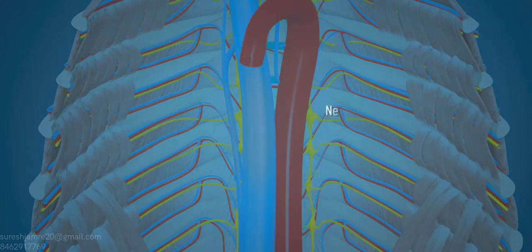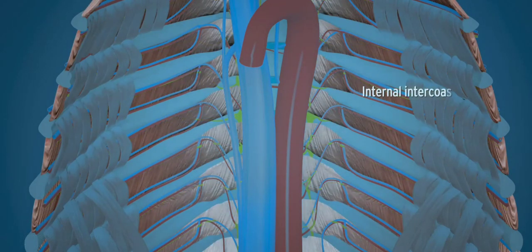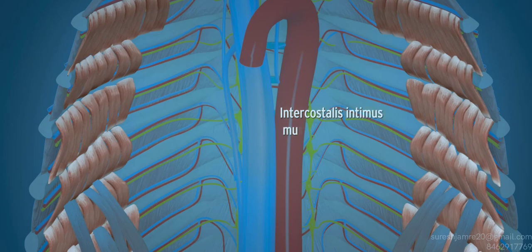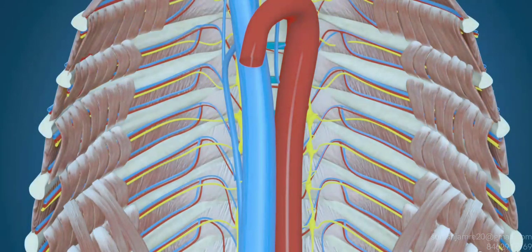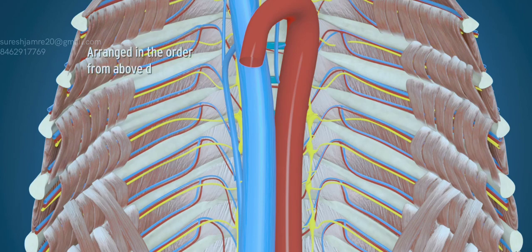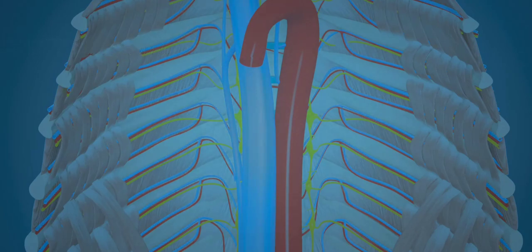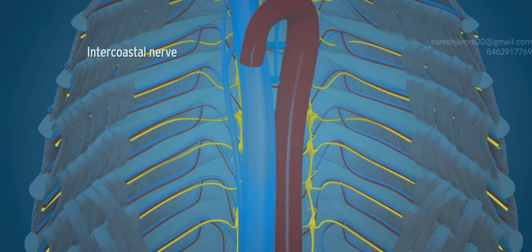Intercostal vessels and nerves run between the internal intercostal muscle and the intercostalis intimus muscle. Hence, this interval is known as the neurovascular plane. The structures in the neurovascular plane are arranged in the order from above downwards: intercostal vein, intercostal artery, intercostal nerve.